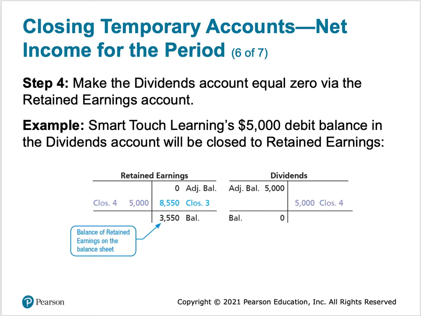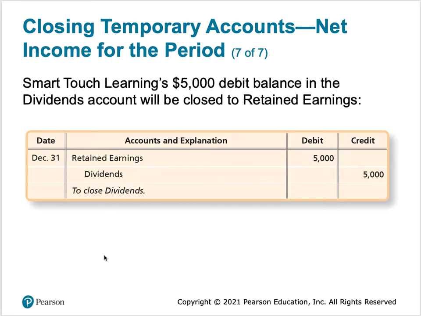And then finally, close out the dividends account. And so you can see here a credit to dividends, a debit to retained earnings, and that gives us a final balance of $3,550, and that matches the balance of retained earnings on our balance sheet. And if that's not the case, then we have a mistake somewhere and we need to go find it. And so here we can see the actual journal entry where we're debiting retained earnings and crediting dividends. It's the same thing that we're seeing in the T accounts, just in journal form here.